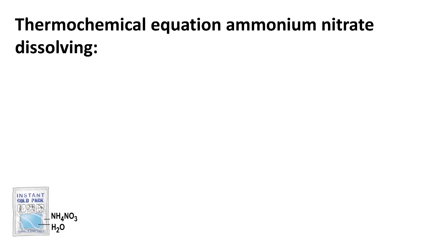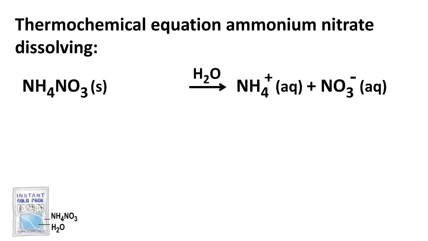Okay, let's also do a thermochemical equation for the ammonium nitrate dissolving in water in a chemical cold pack. Here is the chemical equation. It's actually just a dissolving process, but solid ammonium nitrate, when it is dissolved in water, produces ammonium ions and nitrate ions, and it turns out that actually takes in energy. It takes in 25.7 kilojoules of energy, or heat, when 1 mole of ammonium nitrate solid dissolves.